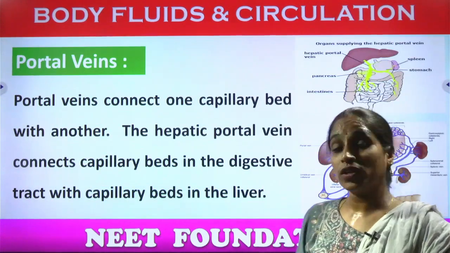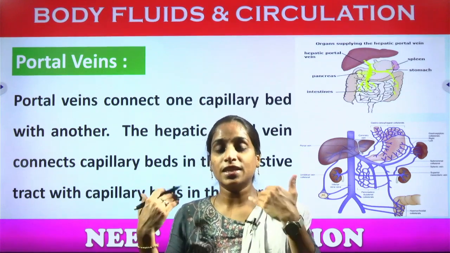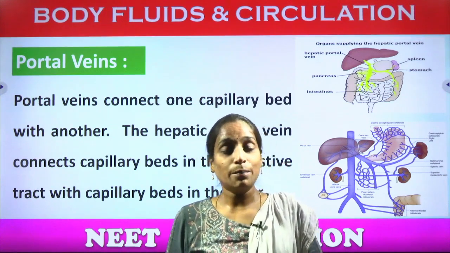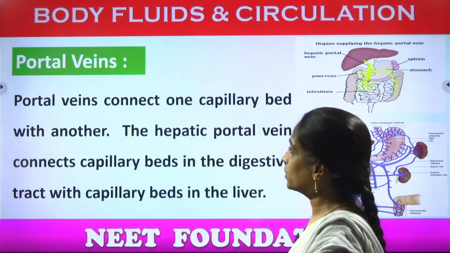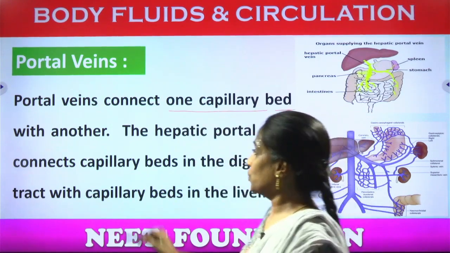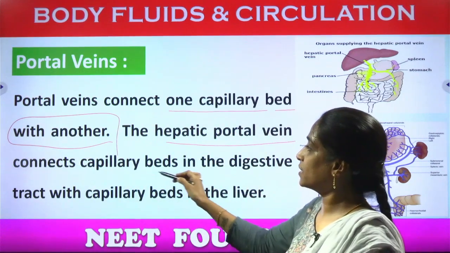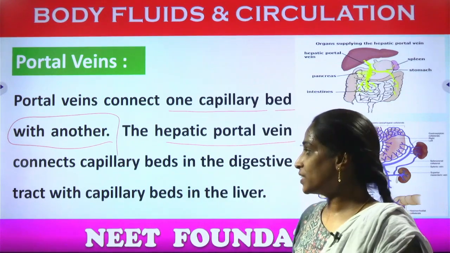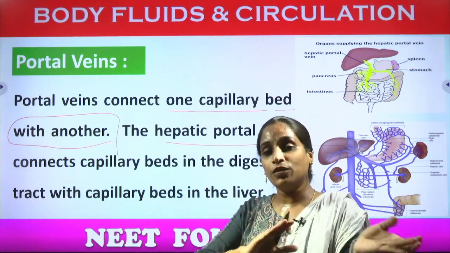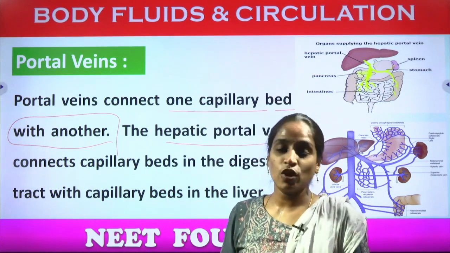Next is the portal veins. What are the portal veins? The veins responsible for sending the blood from the veins towards the liver. Okay, hepatic portal veins and the normal portal veins. Portal veins connect one capillary bed with another capillary bed, and the hepatic portal vein connects the capillary beds in the digestive tract with the capillary beds in the liver. These are the connecting links between the liver and the digestive tract, spleen, pancreas, and large and small intestines.